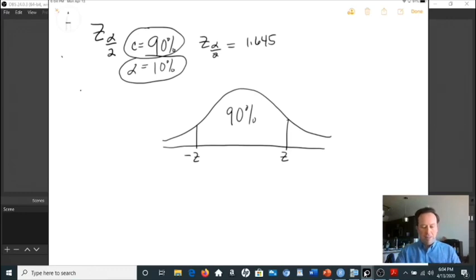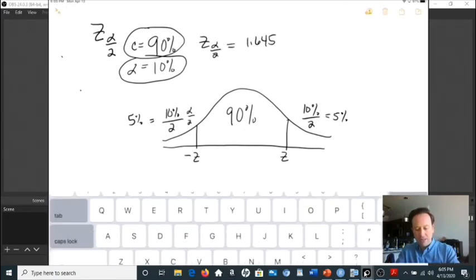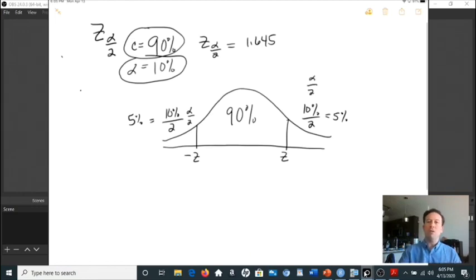Okay? Now, how much area is in the 2 tails of that curve? If you have 90% right there in the middle, then that means you have 10% remaining that gets divided up into both tails. So you have 10% over here divided by 2, and 10% over here divided by 2, gives you 5% in each tail. Now what's that 10%? That's the alpha. So you notice it's alpha divided by 2, and over here, it's alpha divided by 2.